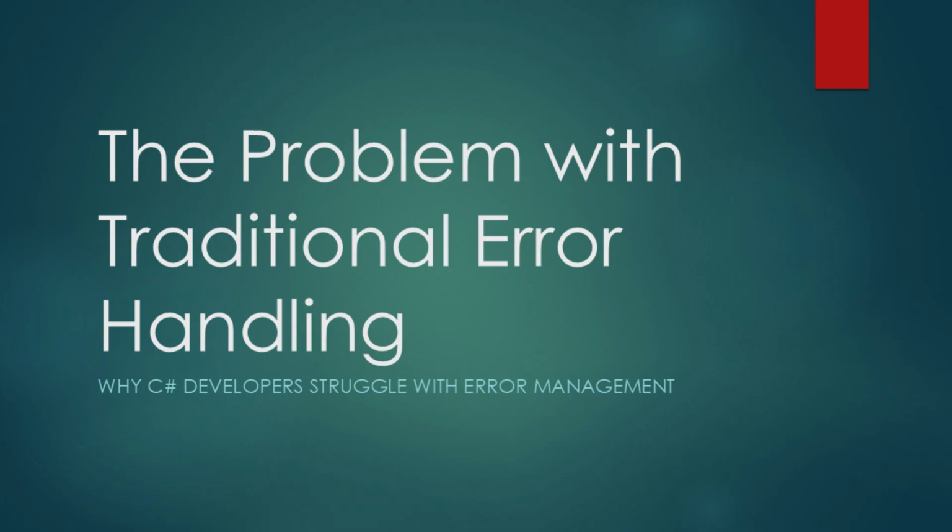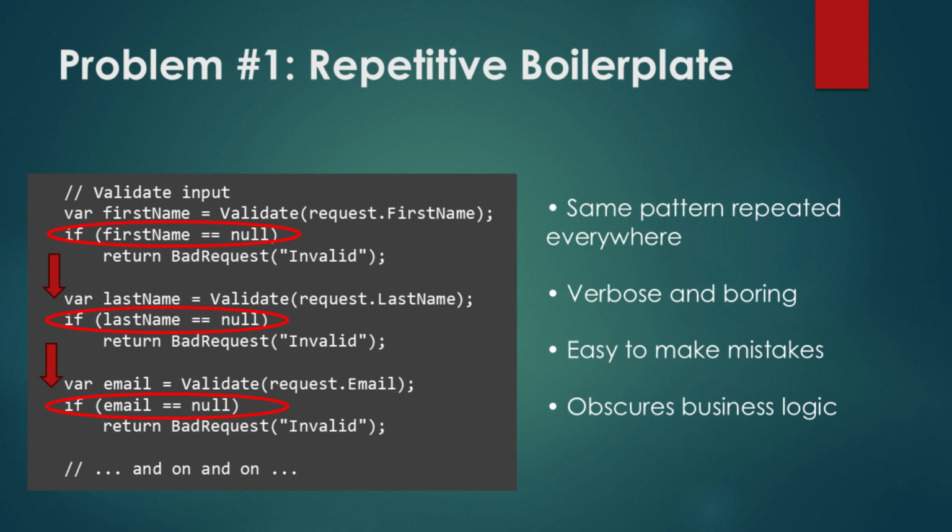Before we dive into the solution, let's talk about why traditional error handling in C# is painful. Problem 1. Repetitive boilerplate. Every time you need to validate input, check a database, or call an external service, you write the same pattern. Perform operation, check for errors, return early if failed, or throw exception. It's verbose, it's boring, and it's error prone.